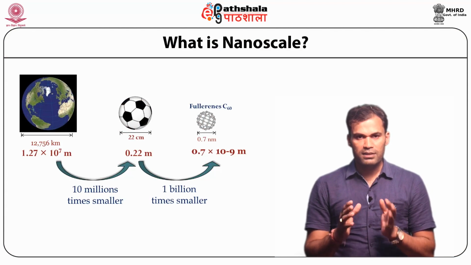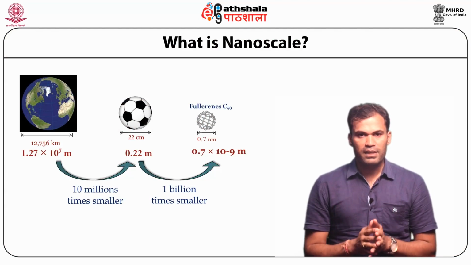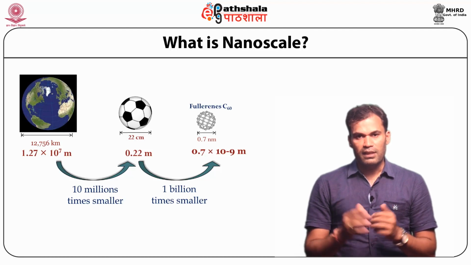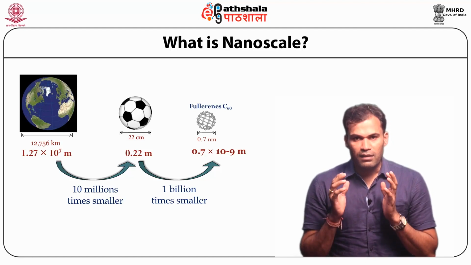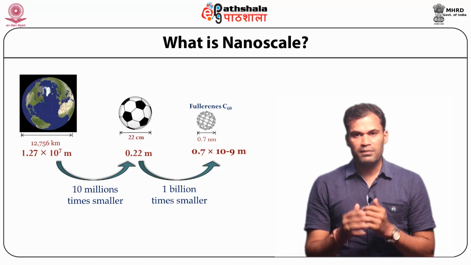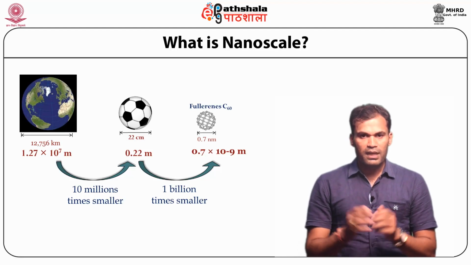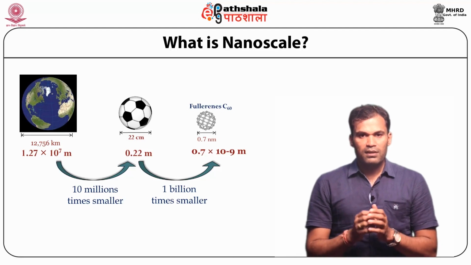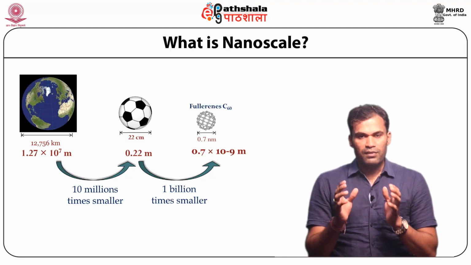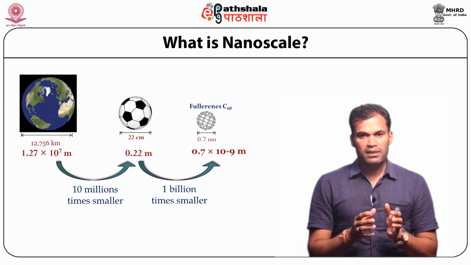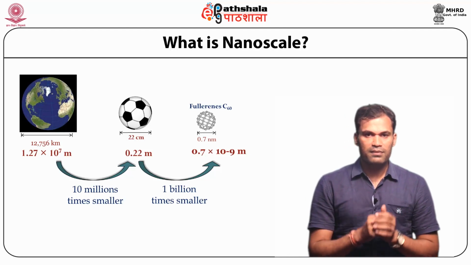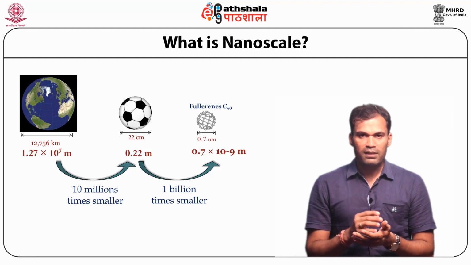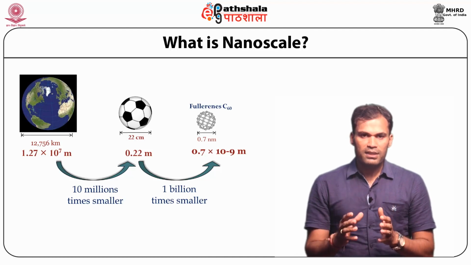As you know, the Earth has a diameter of 12,756 kilometer, and a football, which you can see in the picture, has a diameter of 32 centimeter, and there is a nanotube with a diameter of 0.7 nanometer. So you can compare the sizes of all of them. The football is 10 million times smaller than the Earth, and the nanotube is 1 billion times smaller than that football. So this is the particular level at which nanotechnology works.